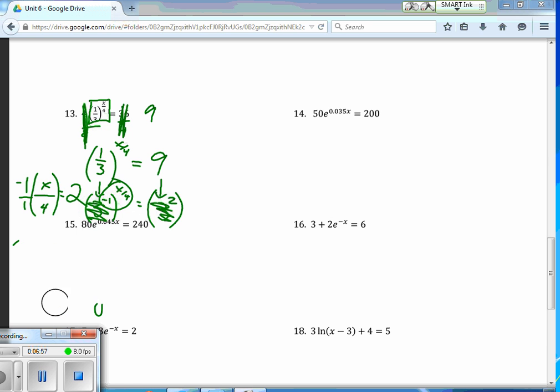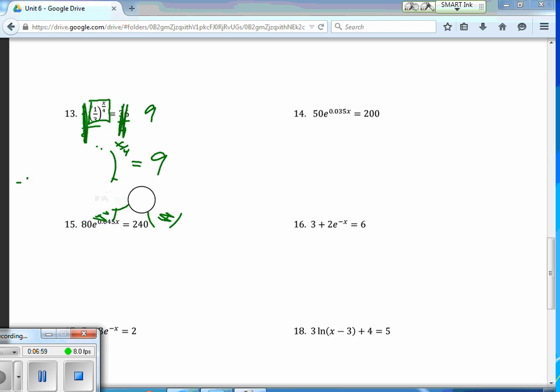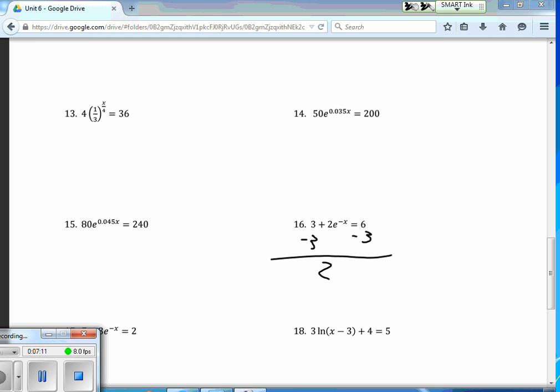Another good case of get the clump alone. Tell me how to get the clump alone in number 16. 2e to the negative x is equal to 3. Now what? Divide by 2. You are correct. And now the clump is alone, so I can rewrite it if I want to.